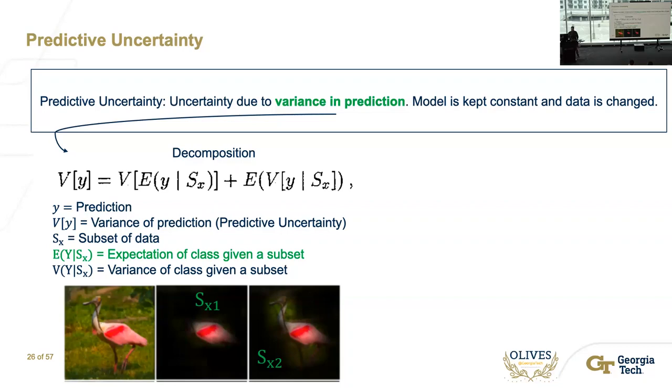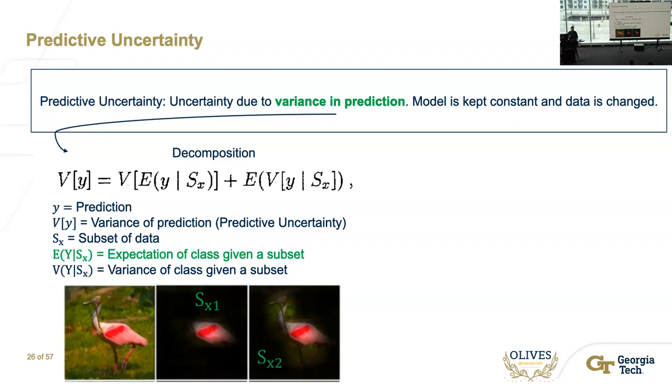In that case, we can decompose this predictive uncertainty into two parts. This is just variance decomposition, where it's the expectation of y given Sx and the variance of y given Sx. So we can do a variance decomposition on the variance of prediction. Now, let's see what each of these terms means. y is, of course, my prediction, the logit out of my predictions. V of y is the variance. It is essentially the uncertainty.